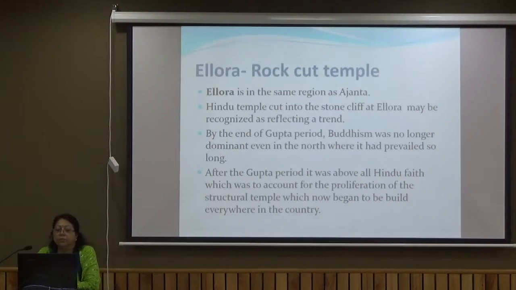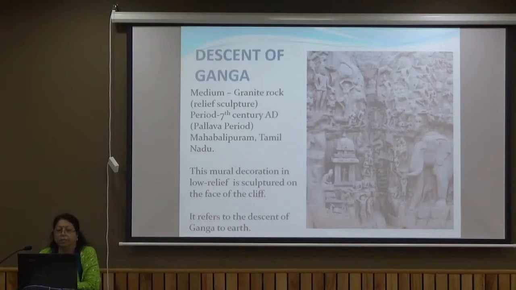By the end of the Gupta period, Buddhism was no longer prevalent. This I have already explained to you. And after the Gupta period, it was all the Hindu faith which was to account for the proliferation of the sculpture temples, which began to be used all over India.